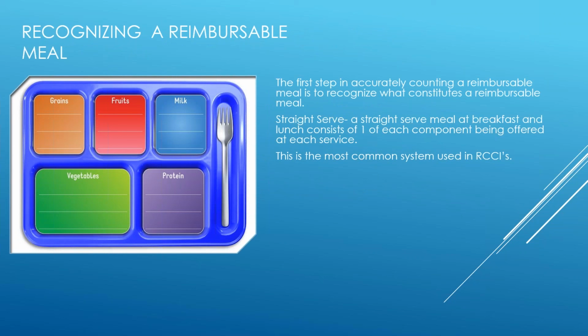The first thing you have to be able to do is recognize what constitutes a reimbursable meal. Most RCCIs use the straight serve system, and as you can see from the tray, it must be one of each component that's being offered. So you're offering grains, fruit, milk, vegetable, and protein.